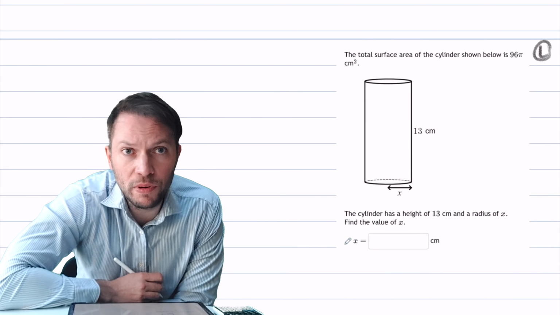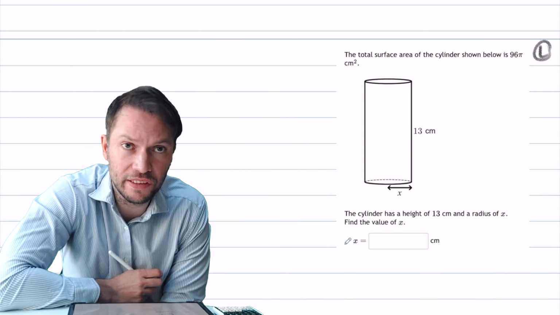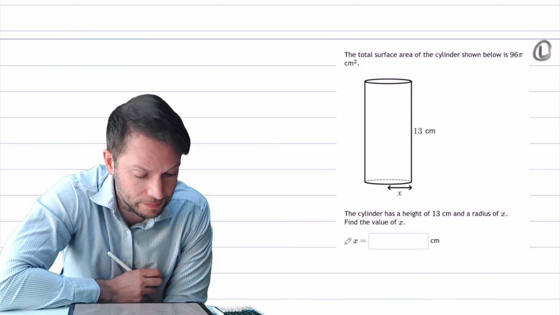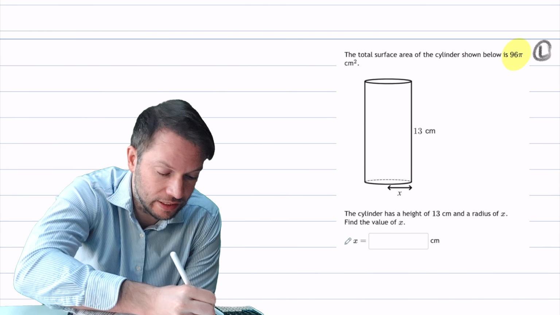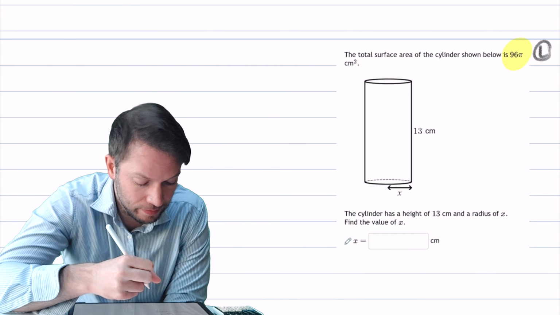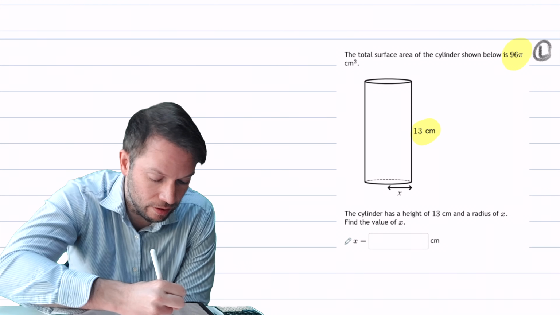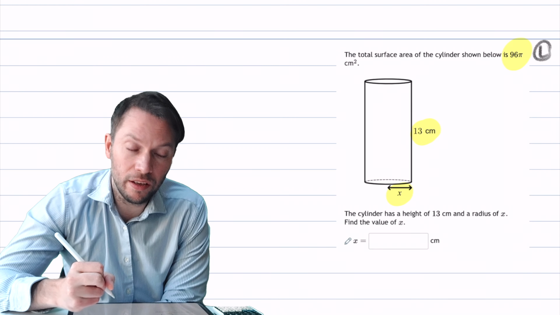In this video, we're going to form and solve an equation involving the surface area of a cylinder. We're told the total surface area of this cylinder is 96 pi centimetres squared, and we're given the height and the radius of the cylinder. We've got to find the value of x.